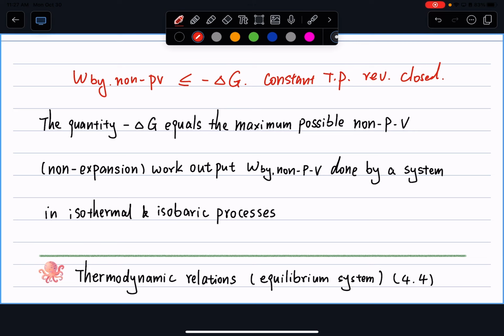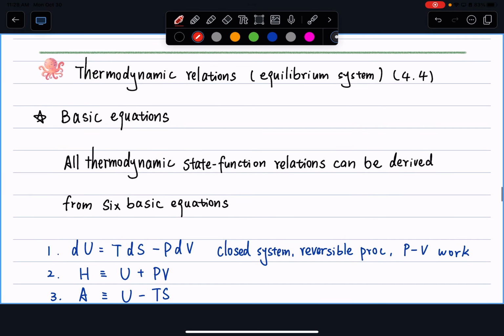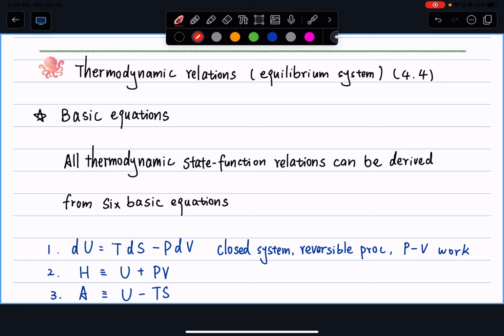Any questions on the physical meaning of our Helmholtz free energy and Gibbs free energy? Okay, sounds good. Then we're moving on to chapter 4.4. I have to admit this part of the chapter is very dense in derivation and equations. We'll play around with these 6 basic equations and get to some very interesting relationships between these state functions and coefficients.